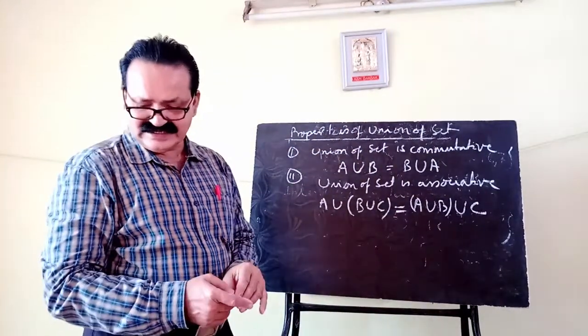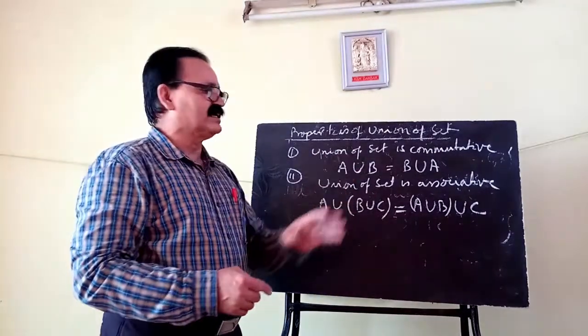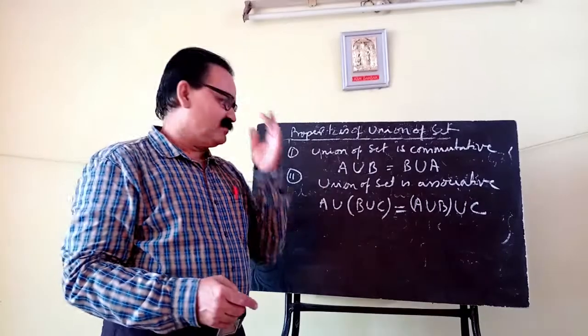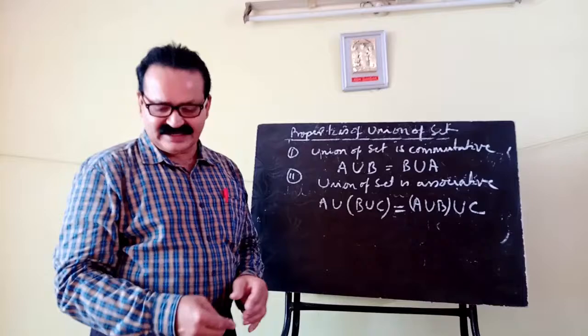So that means in this case you can say that union of sets is also associative. They are closely associative. That means it does not make any difference.